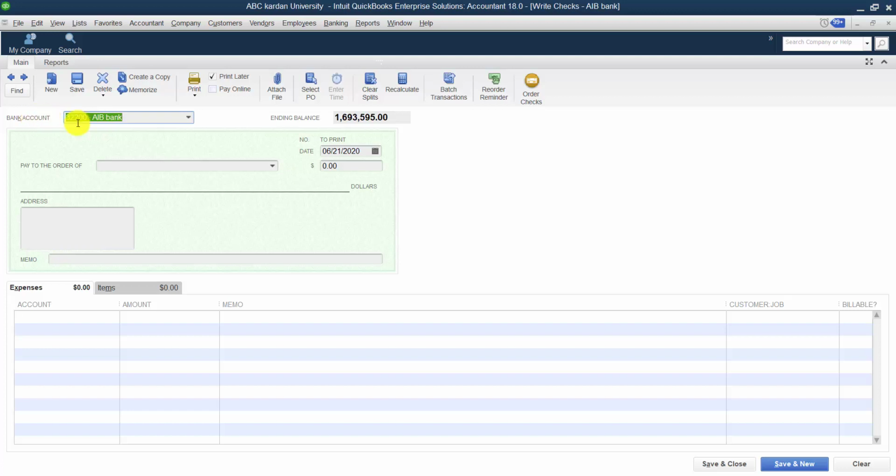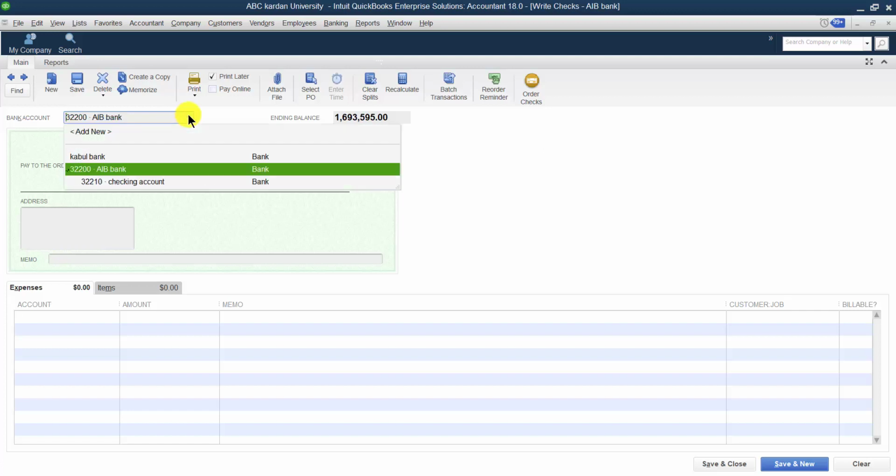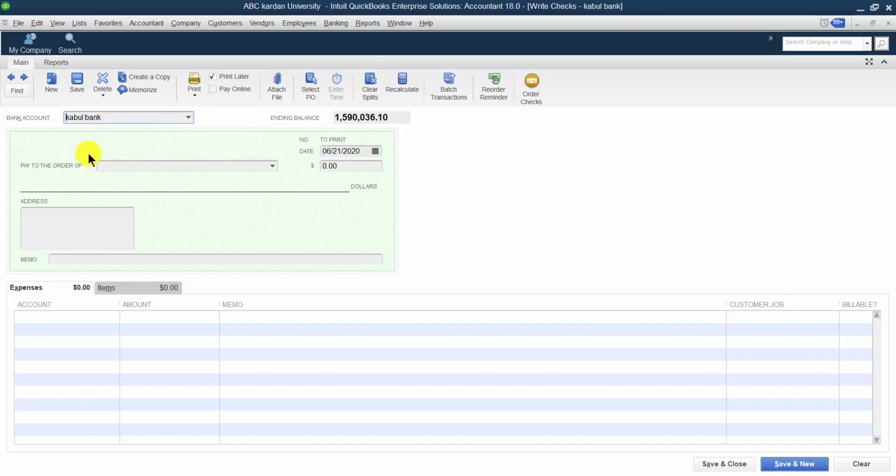The first thing that you can see is the bank account. If you want to make a payment, from which bank account do you want to make the payment? Let us say, for example, let us click this one, see how many bank accounts we have. One account, for example, AIB Bank, the other bank account is Kabul Bank. On the right side, you can see the balance in this account, how much balance is available, right? This was the balance of Kabul Bank, and this is the balance of AIB Bank, right? Good.